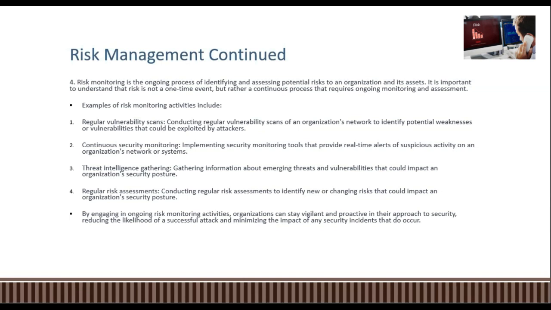By engaging in ongoing risk monitoring activities, organizations can stay vigilant and proactive in their approach to security, reducing the likelihood of a successful attack and minimizing the impact of a security incident that does occur.